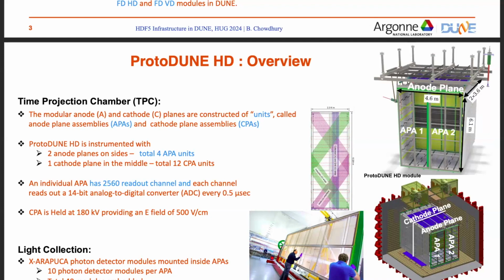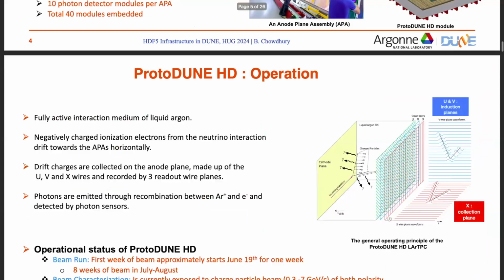Now, an anode plane has 2 APAs. APA stands for anode plane assembly. So for this detector, we've got a total of 4 APAs. And we can imagine an APA as the structural or the computing unit of the entire detector.